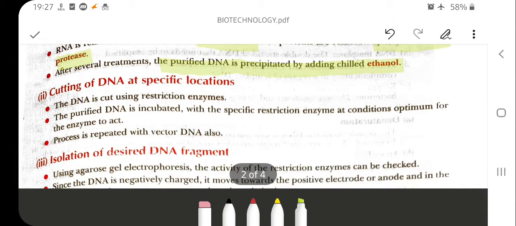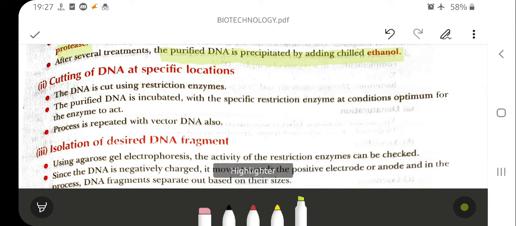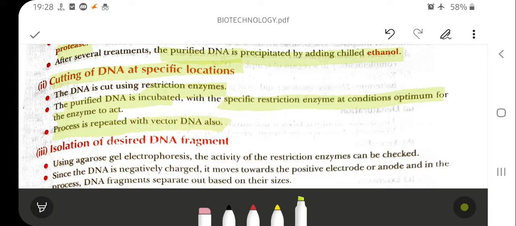So, after getting the purified DNA, the second step is cutting of DNA at the specific location. For cutting the DNA at the specific location, we use the enzyme known as restriction enzyme, which is used to find the particular or specific site. So, purified DNA is incubated with the specific restriction enzyme at the condition optimum for the enzyme to act. The process is repeated with the vector DNA, that is your plasmid.